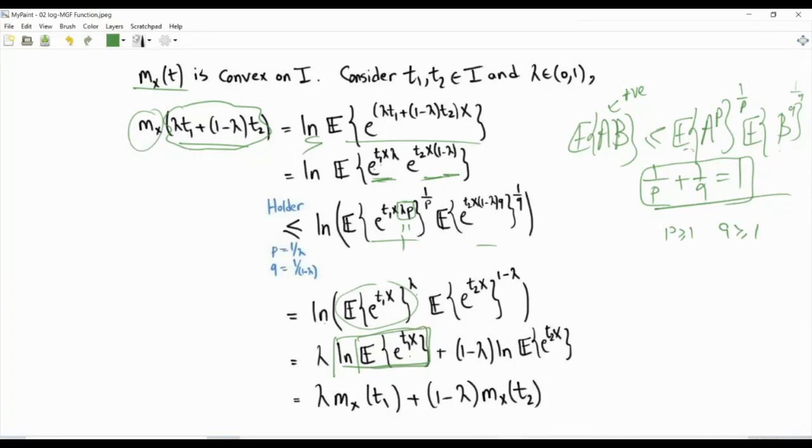It's expectation e to the t1x. It's the moment generating function at t1. This is the moment generating function at t2. Then we take the logarithm. So this is a small mx of t1. This is a small mx of t2. And then we have lambda here, 1 minus lambda there.